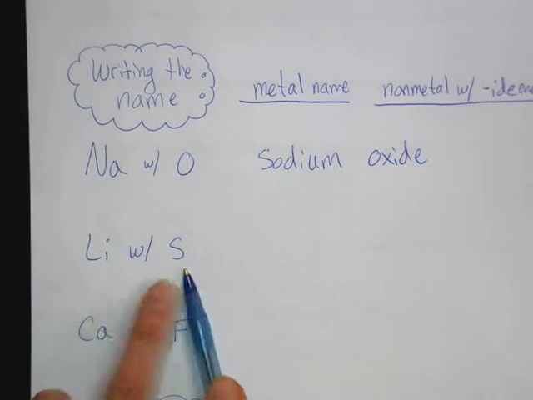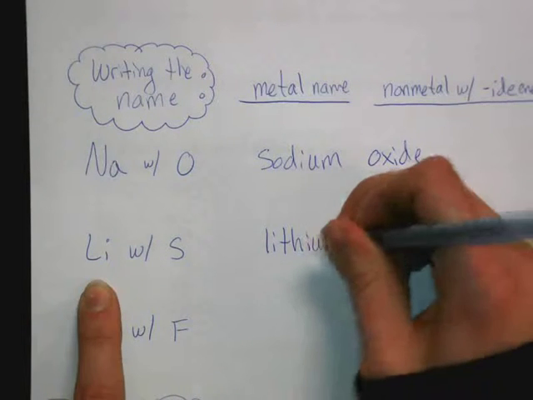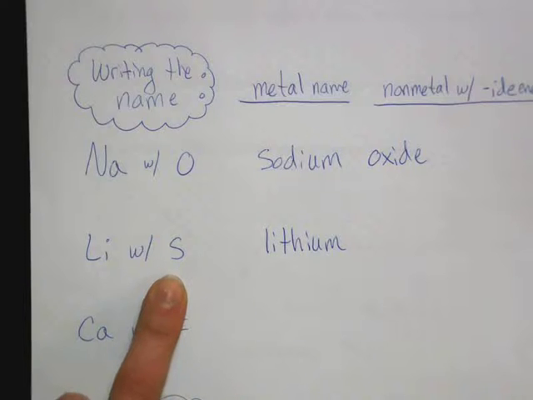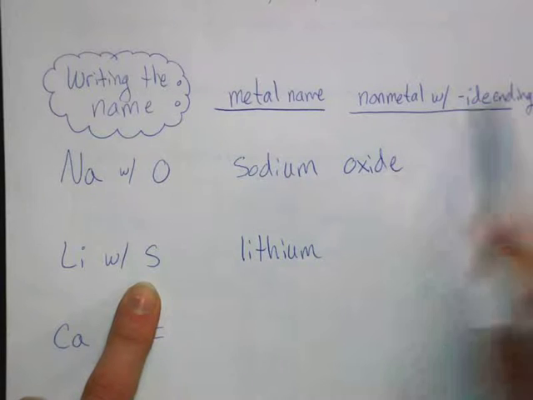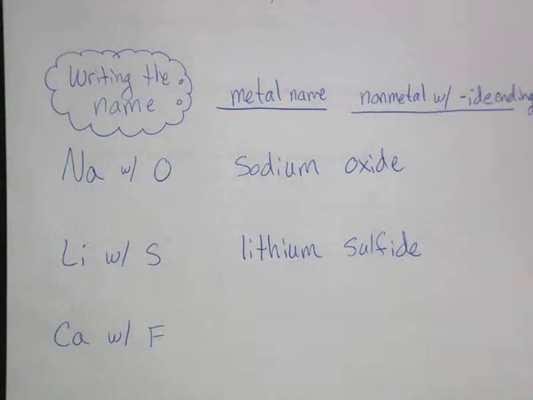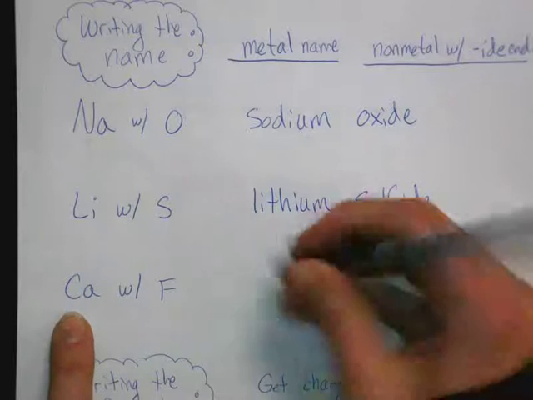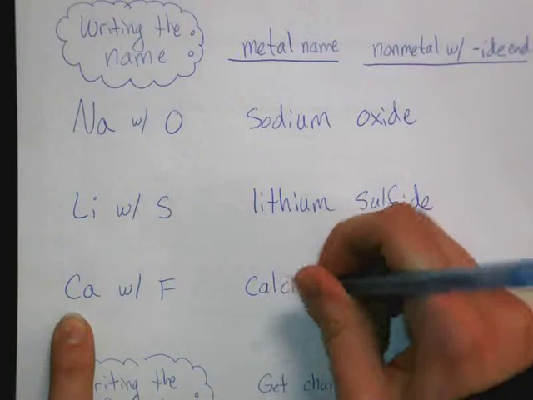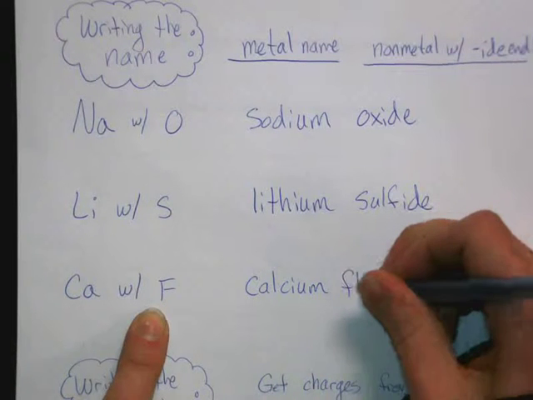If we have Li with S, well, Li is lithium. S is sulfur. We would use the non-metal name sulfur, but we would have an IDE ending. So it would become sulfide. In a similar way, Ca with F. Ca is calcium. F is fluorine, but we're going to turn it into an IDE ending, so we're going to have fluoride.